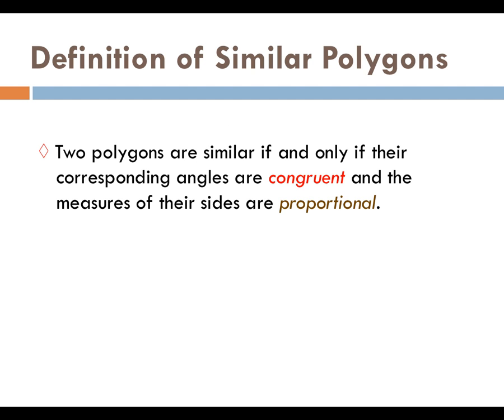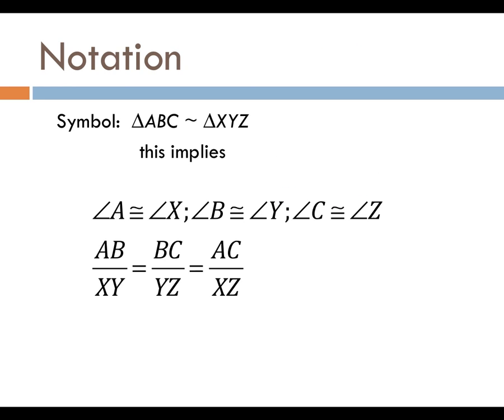Let your noodle soak this up for a second. If two figures are similar, then their angles are congruent, that's the one in red, and their sides are proportional. Okay. If two figures are similar, then their angles are congruent, and their sides are proportional.